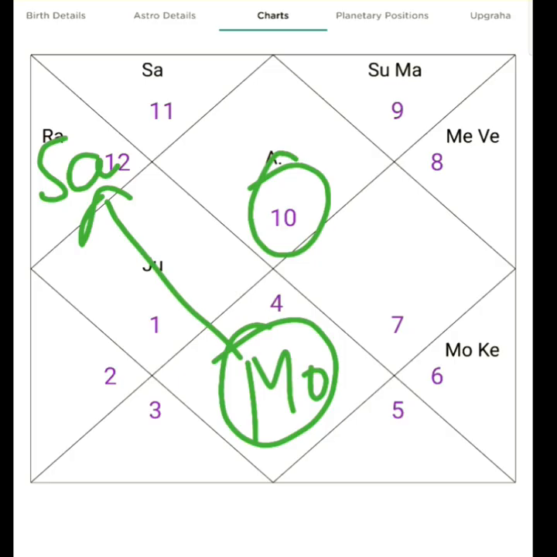Okay. But the houses which will be involved are the 3rd, which is always there, but 7th house things will come into the picture. Okay. So those things we have to analyze. That we need to check.